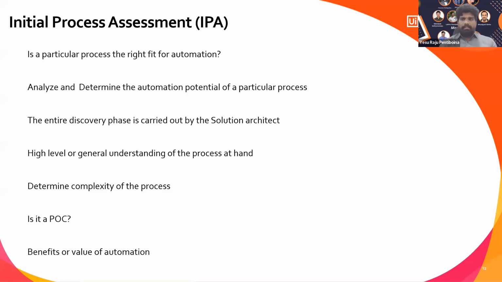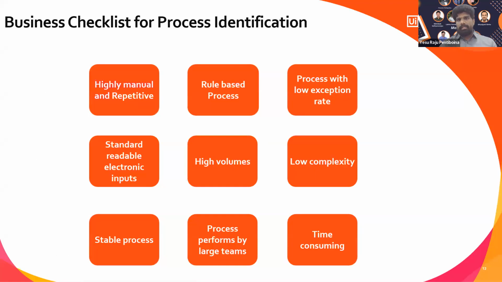So as a solution architect, what I'll be seeing is what is the potential of this automation, what is the complexity, is this scenario just for a small POC, or are we doing an end-to-end automation, what are the best benefits we are getting out of this automation, what is the best ROI we're getting. And moving on to the next one, what is the business checklist for process identification. Here it is very important to look at the business side points. As a solution architect, once you satisfy all these things, only then can you say you can consider this particular process for automation.